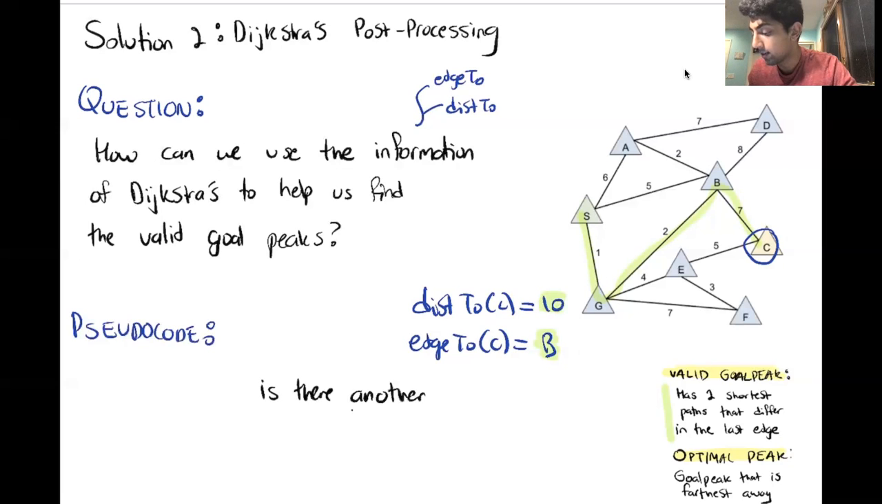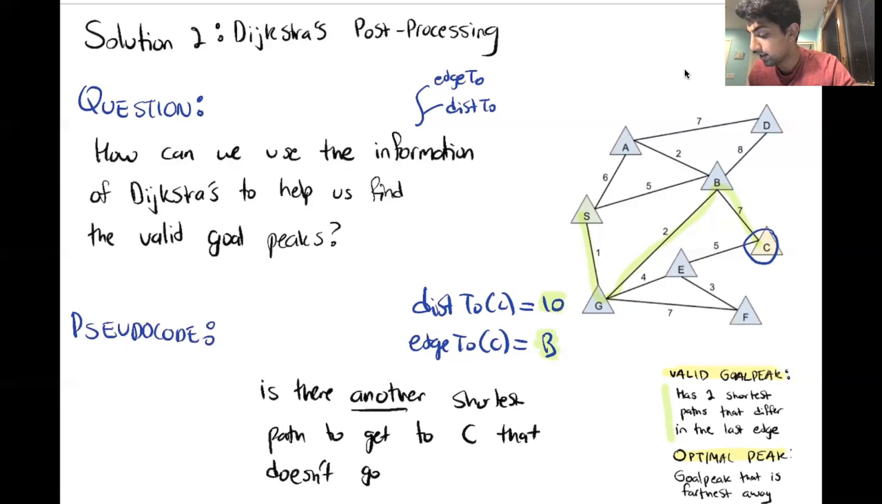is there another shortest path to get to C that doesn't go through B? So what we can do, which I think is very intuitive, is iterate through all of the neighbors of C. In this case, C only has one neighbor, and we're going to ask ourselves the question, is there a shortest path via the neighbor to get to C?